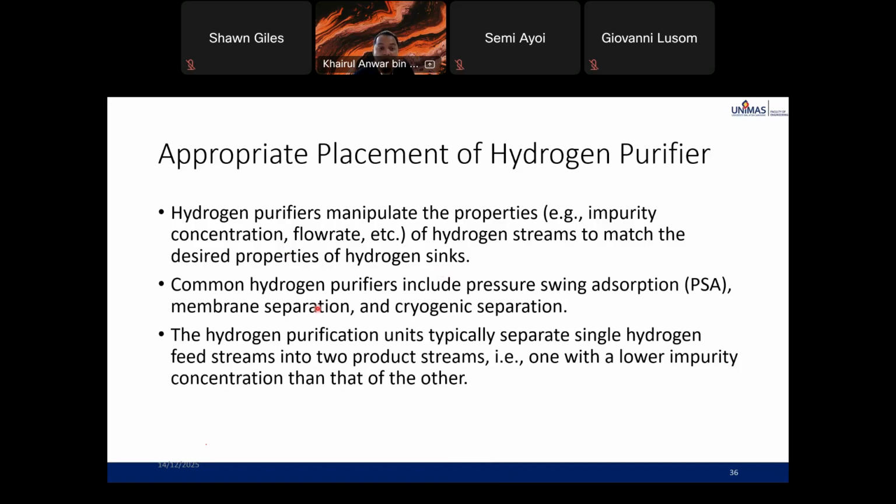The common hydrogen purifiers include pressure swing absorption, PSA, thermal separation, and hydrogen separation. Each of the methods to purify the hydrogen will have a limitation on how pure the hydrogen can be treated. The hydrogen purification unit typically separates a single hydrogen stream into product stream one and two.